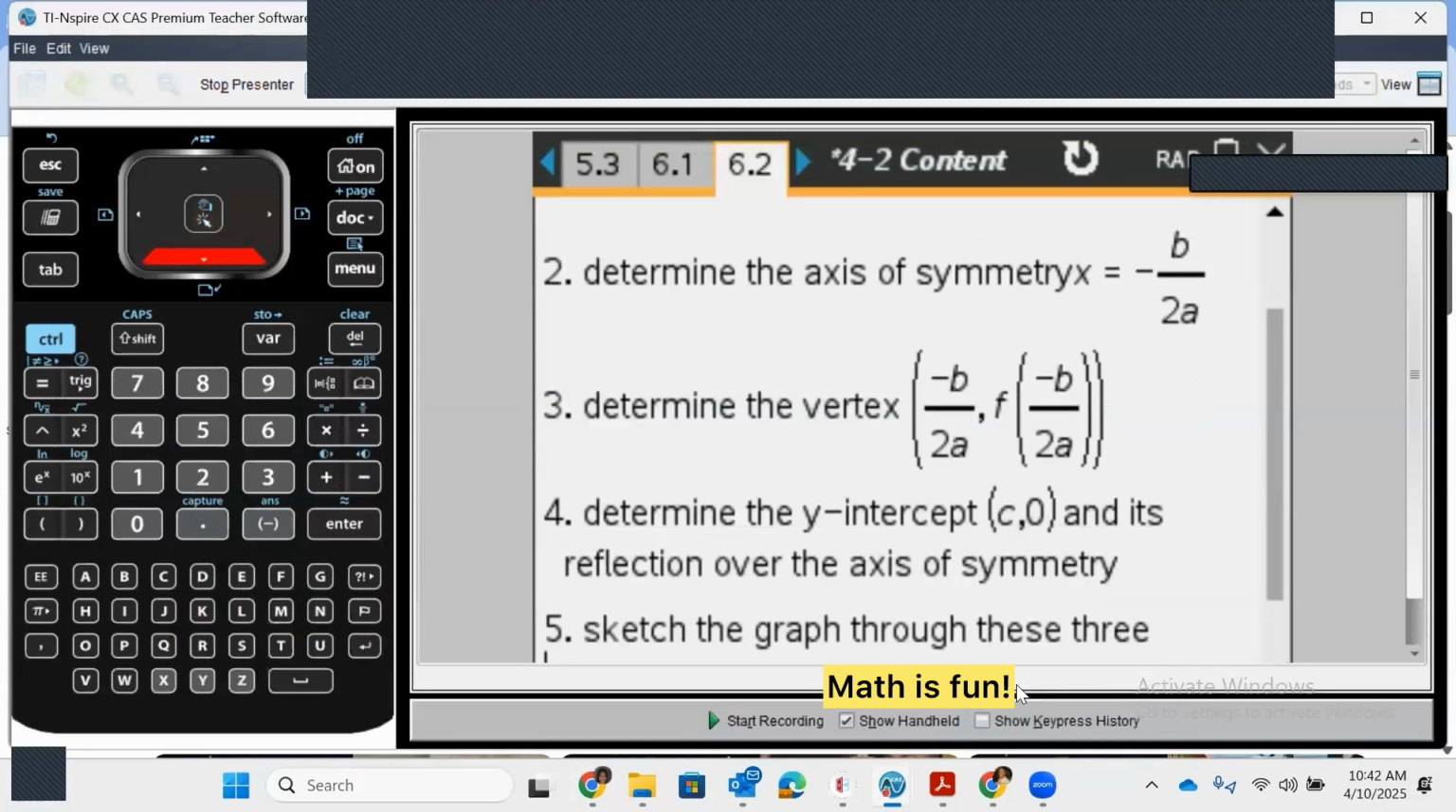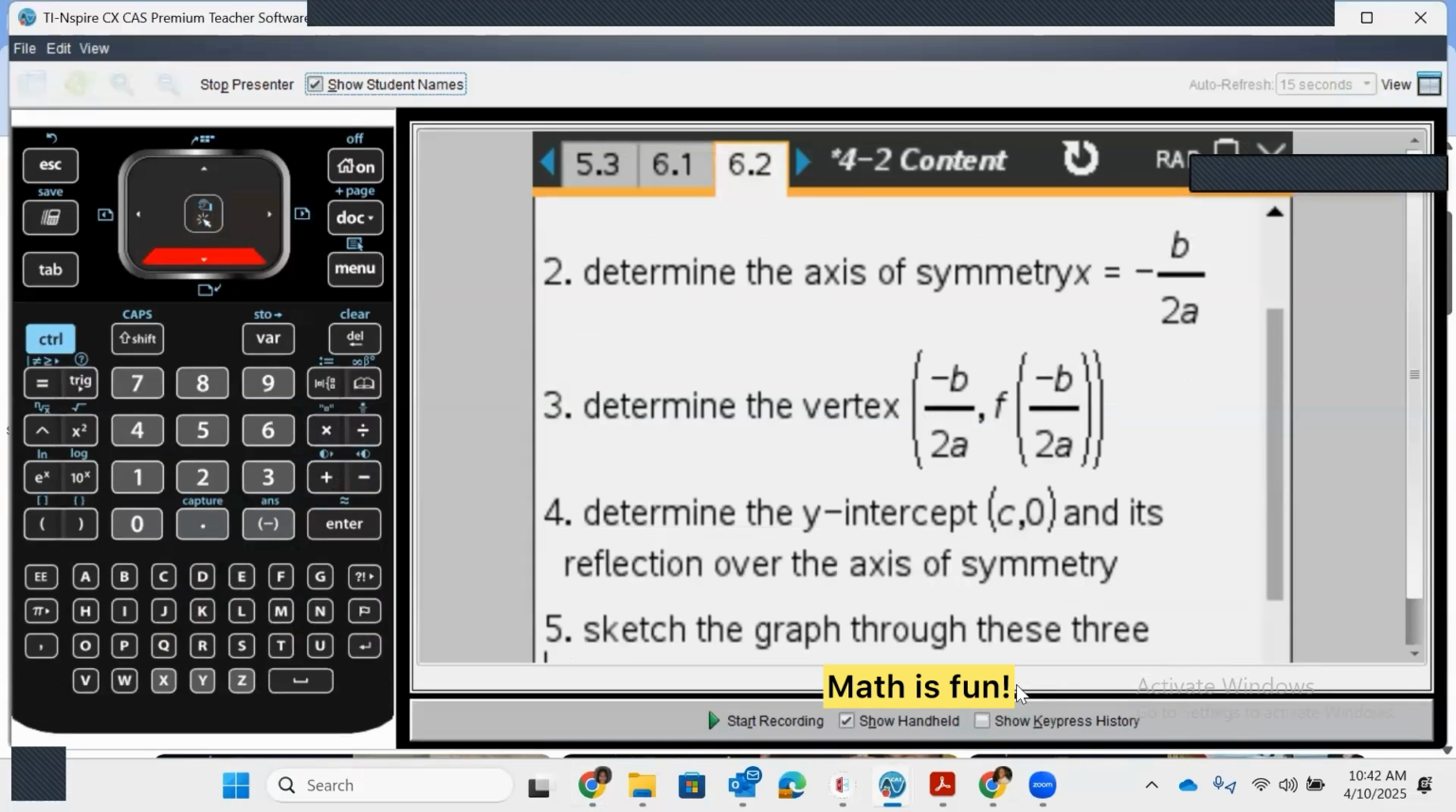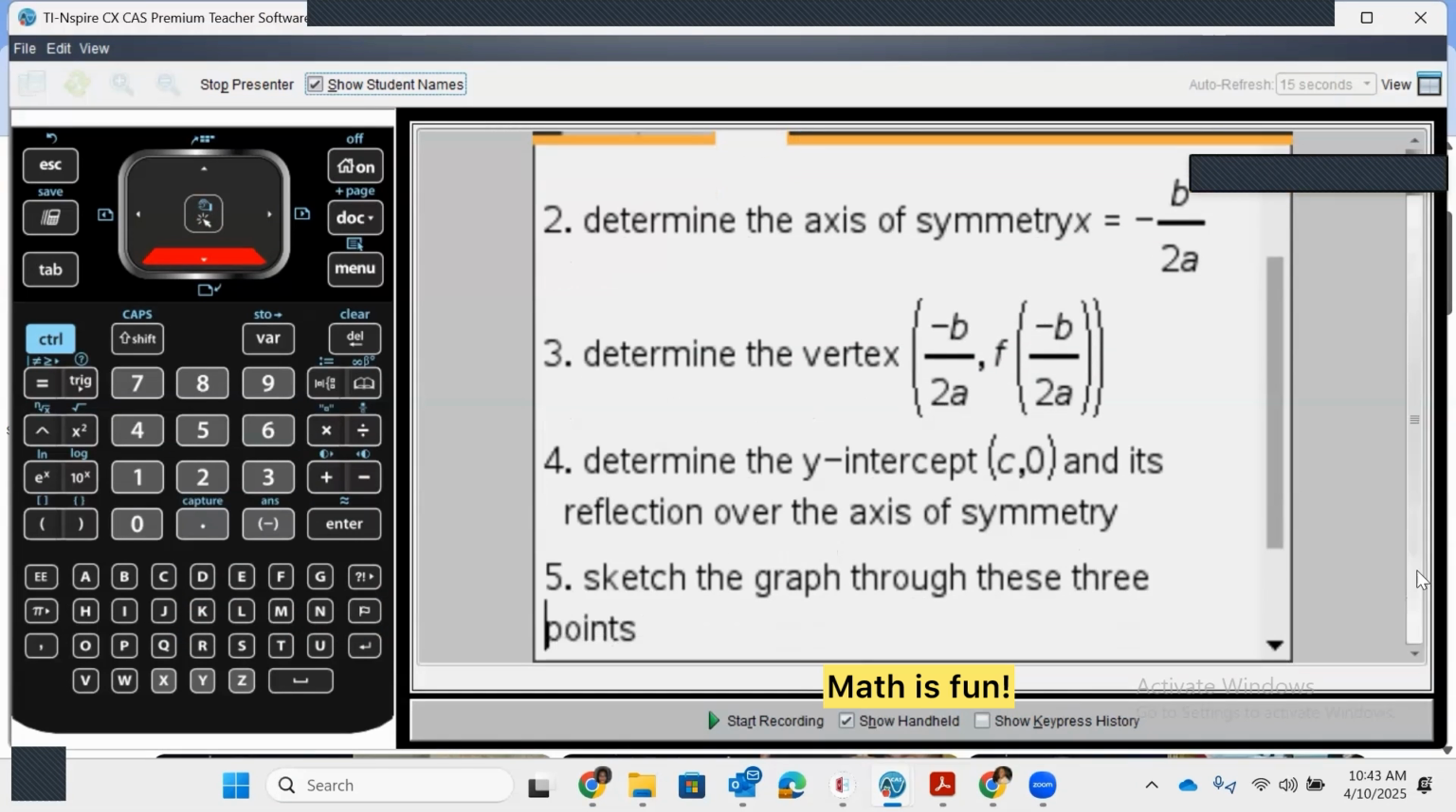Okay, so this is how you find the axis of symmetry. This is how you find the vertex, and then I'll show you how to do that. Then determine the y-intercept. I'll show you what that means, and then steps to graph. When you're ready to go to the next one, let me know so I can show you how to.